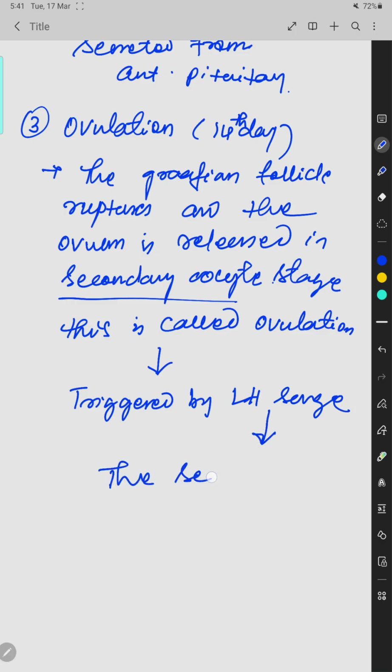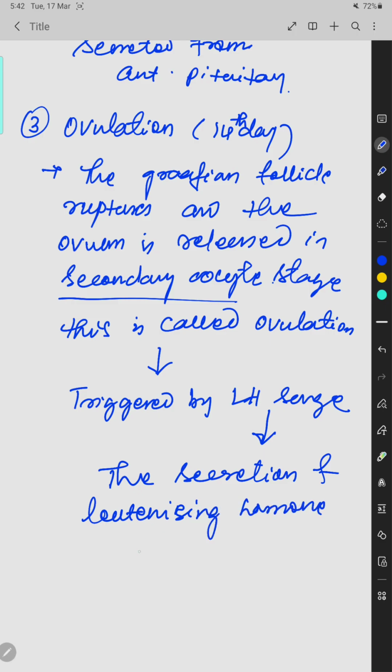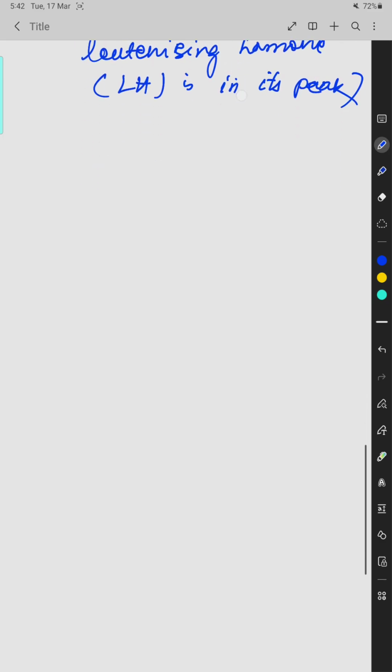That means the secretion of luteinizing hormone, that is LH, is at its peak. सबसे ज़्यादा सिक्रेशन होता है इसी टाइम में, तब आपका ओवुलेशन होता है. Okay, so these are the events that take place on the day of ovulation, that is on the 14th day. Now come to the next phase.